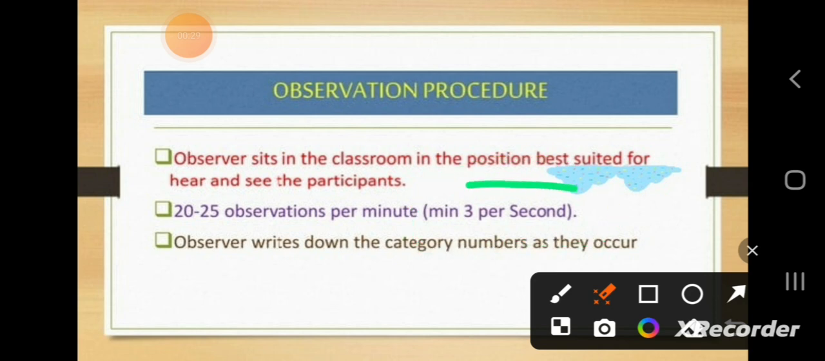20 to 25 observations per minute, minimum 3 per second. Observation frequency: aim to record 20 to 25 observations per minute, translating to at least 3 observations per second. This high frequency ensures detailed and comprehensive data collection.